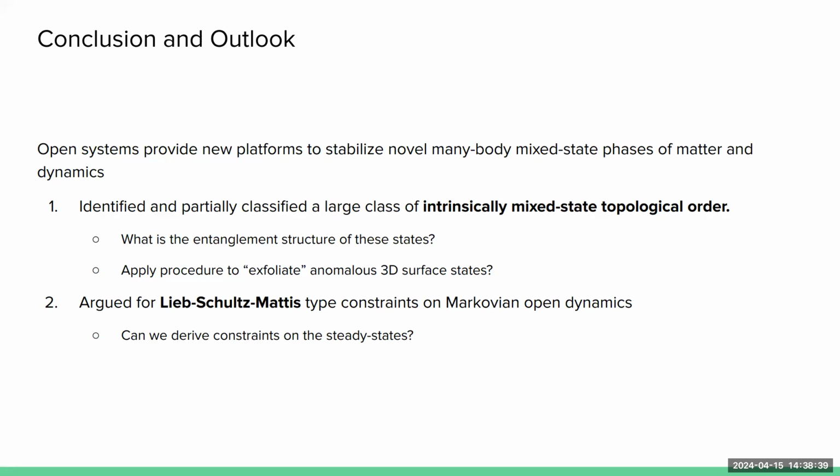And in the second part, I argued for LSM type constraints on Markovian open dynamics. And a natural question is, so we constrain these properties of the spectrum, but one wants to ask, for instance, whether we can also derive constraints on the steady states themselves, which we were not able to do. But the broad message, I guess, is that we can make use of tools and techniques that we have from many body physics to carve out the space of dynamics and states that are intrinsic to the mixed state setting. So with that, I'll thank you for your attention and open up to any further questions.